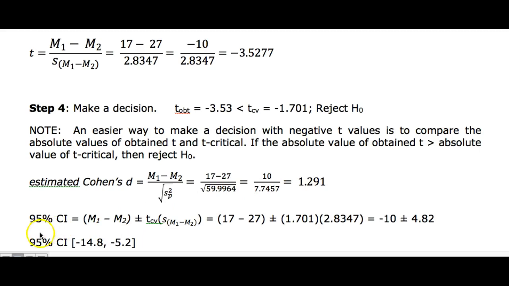The 95% confidence interval, just like we did with the earlier example, we're going to take the sample mean difference plus or minus a margin of error. So 17 minus 27 plus or minus 1.701 times 2.8347, which is our estimated standard error. So that's going to give us negative 10 plus or minus 4.82. Our 95% confidence interval is negative 14.8 to negative 5.2.